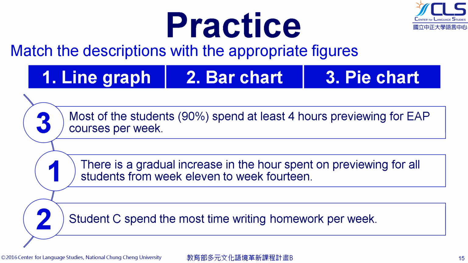For description 1, by saying the most of the students and the 90 percentages given, it shows percentages as a whole. For description 2, a gradual increase and from week 11 to week 14 shows there is a trend or change in a set period. For description 3, student C and the most time writing homework shows there might be comparison between students and different activities.